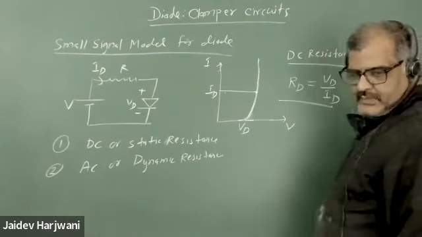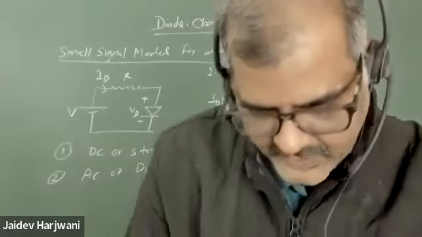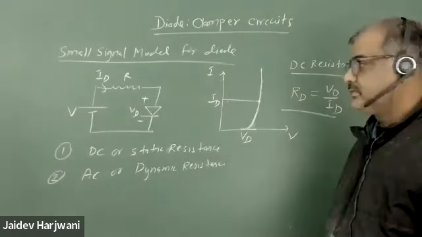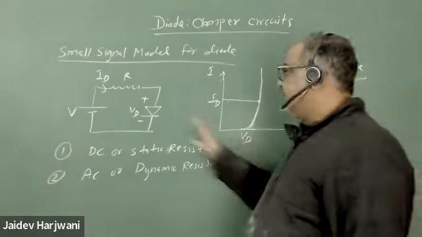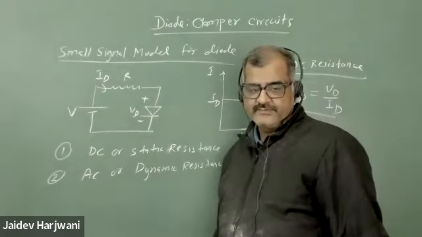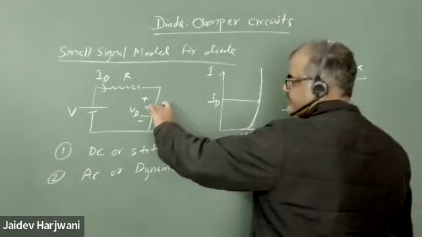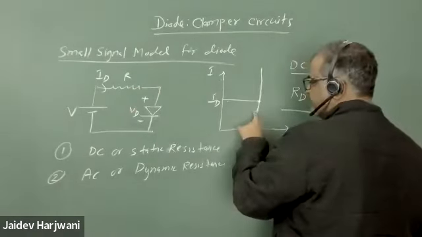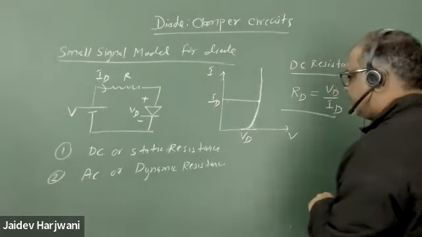Now, what is AC resistance? For example, here, VD and ID are fixed. For a given circuit, this resistance will decide how much current flows. If this VD is fixed, this resistance decides how much current flows. So it depends on the ID value, how much current is flowing in the circuit.